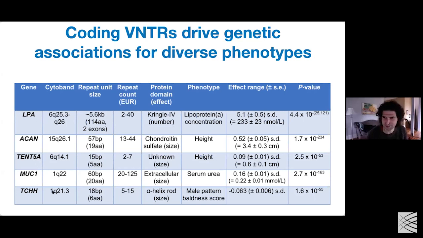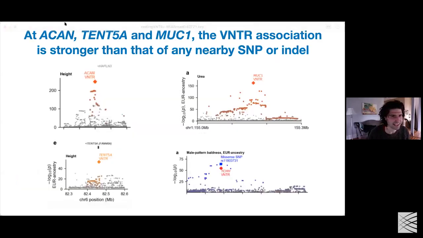The 4 other gene-phenotype pairs, as far as we are aware, this work is the first to implicate the VNTRs at each of these associations. Some of the loci had been, like ACAN was a known locus for height, but the VNTR had not been implicated there. At ACAN, TENT5A, and MUC1, the VNTR association was actually stronger than that of any nearby SNP. So that further boosted our confidence that FineMap was doing something reasonable. So here are Manhattan plots for ACAN, MUC1, and TENT5A, and you'll see the VNTR beats all the nearby SNPs.